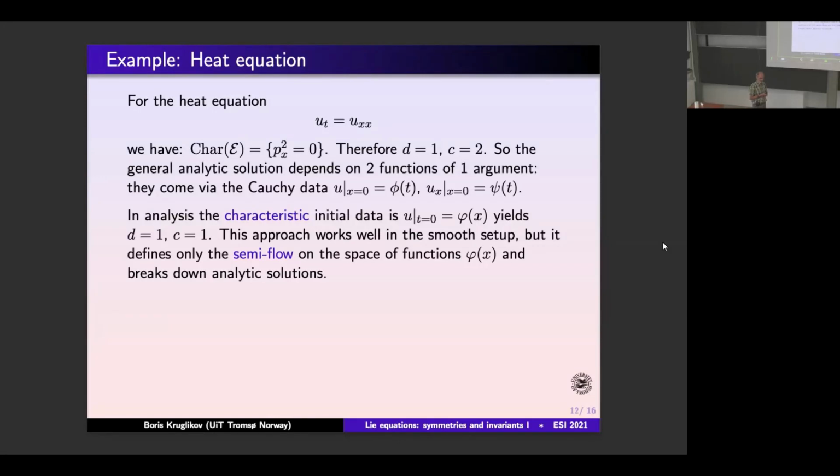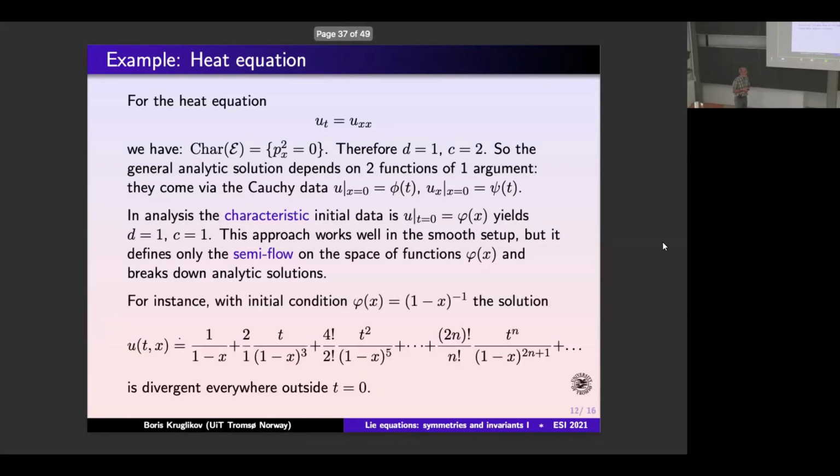But just to appreciate a bit more, let me give you an example. Let's take such an initial condition: phi is equal to 1 over 1 minus x, okay? Near the origin, it's a nice function, an analytic function. Let's just do a series expansion and we get a unique solution like this. That's a solution which obviously diverges everywhere outside t equal to 0. So you can't extend it, right?